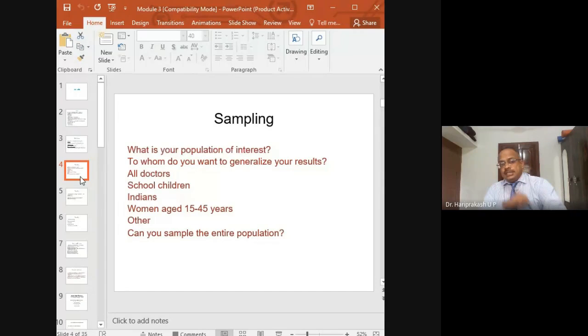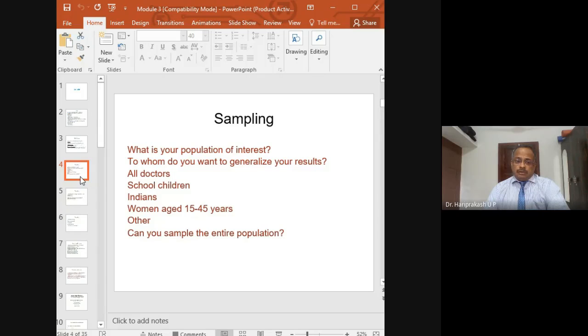Right? So if that is done, then all the Indians become your population. Suppose your study is related to women aged between 15 to 45 years. You want to find out their spending habits, purchasing patterns, something like that. Influence of culture on purchases among women. You want to study that. Then all the women aged between 15 to 45 years become your population. So it depends on your study, who is the population for your study.